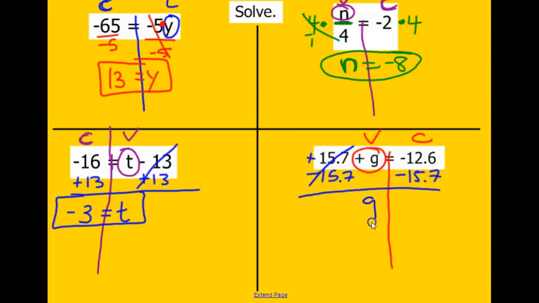Those are eliminated. We have g. These are all negative, same sign, add and keep. So 6 plus 7 is 15. 5 plus 2 is 7, plus 1 more is 8. And then 1 plus 1 is 2, and they're all negatives. So our answer is -28.5.